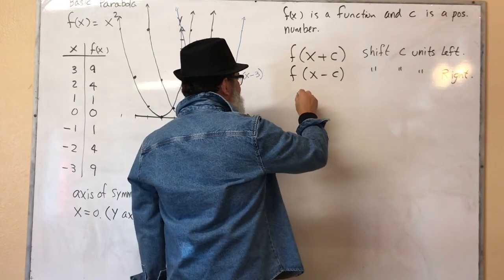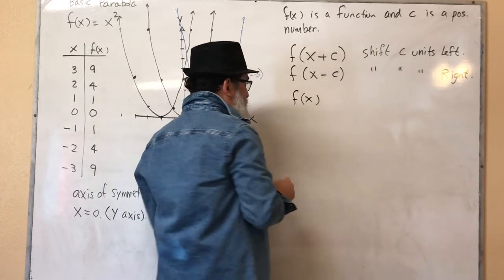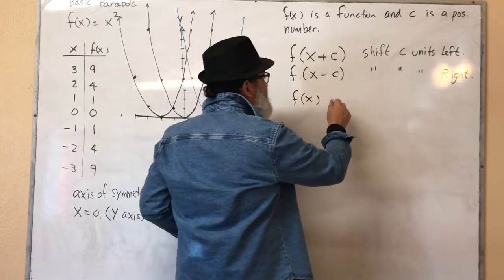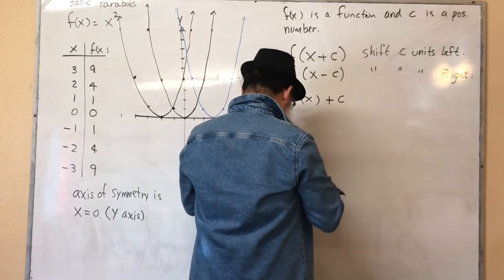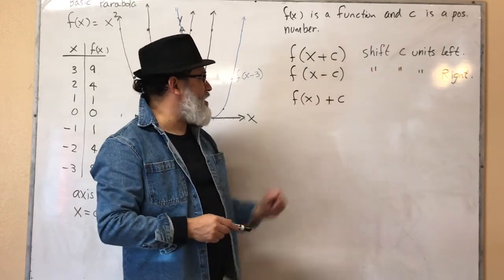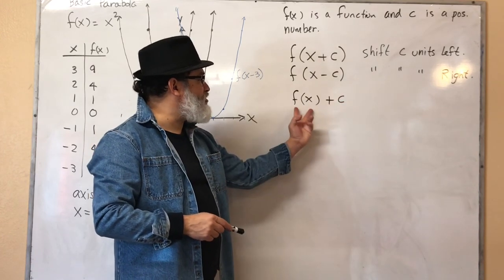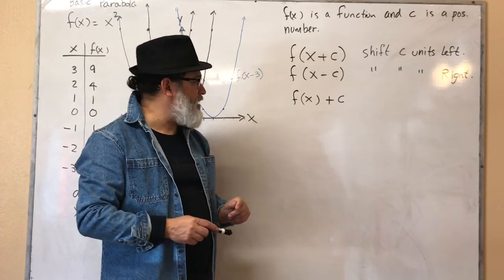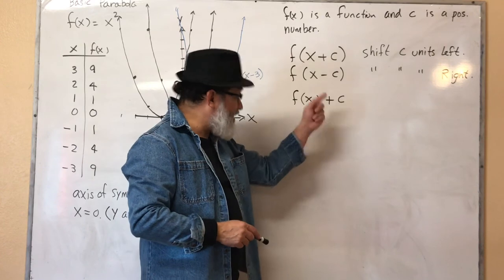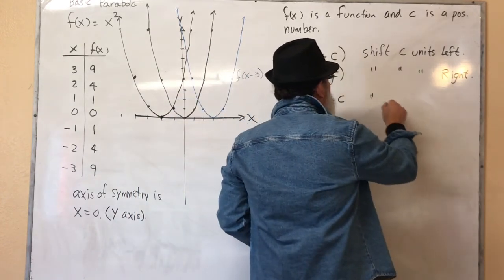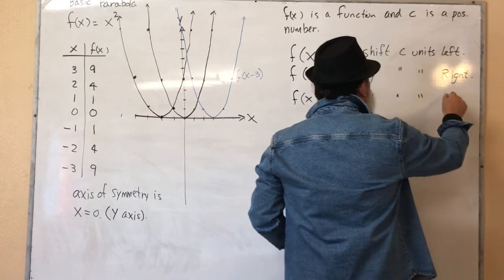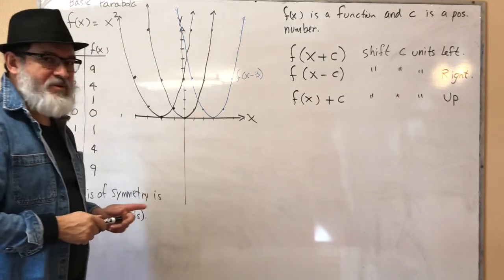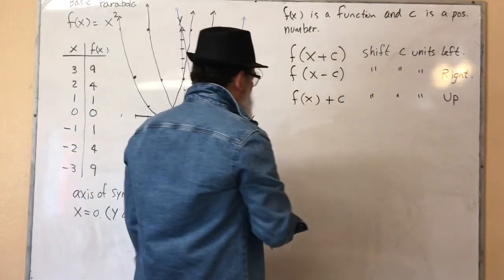Watch this one. F of x plus c. Note, I'm not adding to the argument. X is the argument. I'm adding to the function. Note the difference, okay? Here I'm adding c to the function, whereas here I'm adding c to the argument. This is a shift c units up. Can I give you an example of that? Sure I can. Watch this.